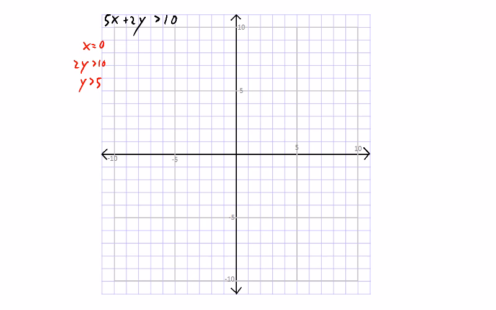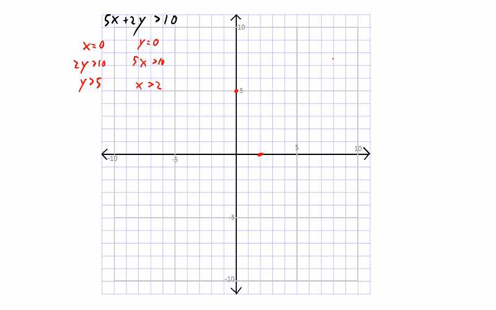But that means that the linear equation, if I had an equality there, would have had a y-intercept of 5. If I substitute in y equals 0, I end up with 5x is greater than 10, or x is greater than 2. So this tells me that I have an x-intercept for the equality that would have been at 2.